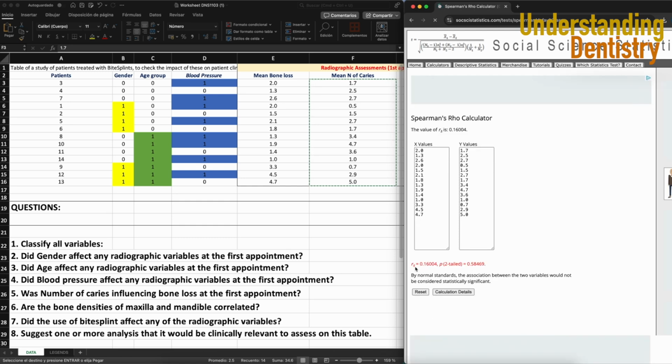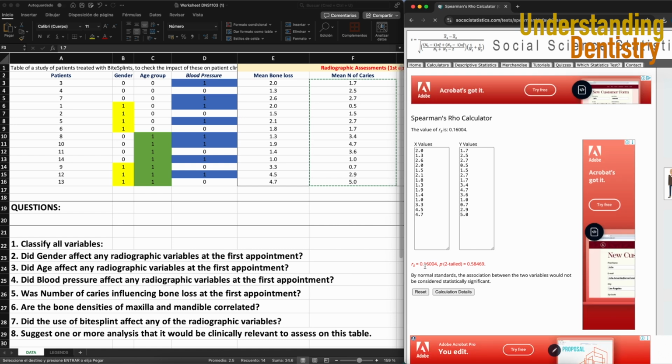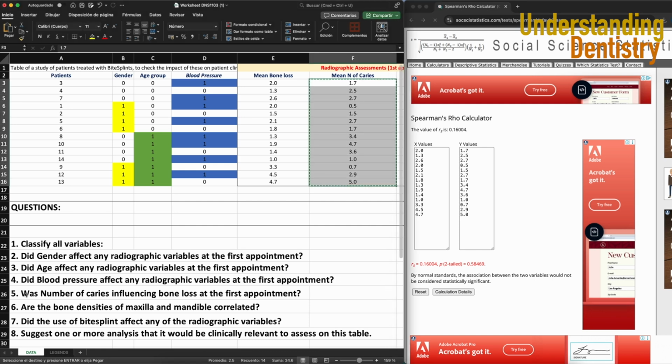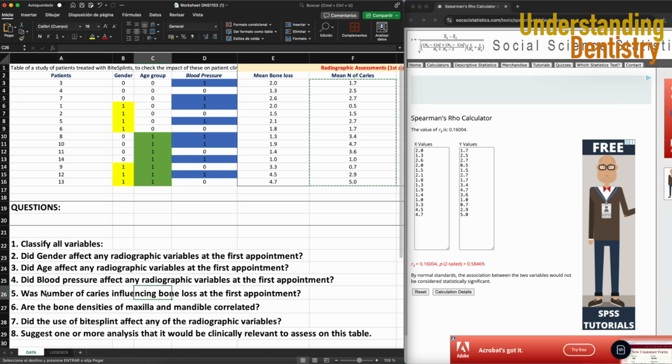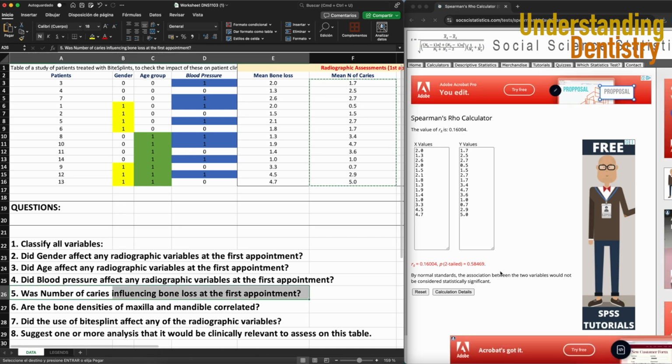And then we have the R being very weak here, all right? And then my p-value is not even significant. So this means that I have a weak and direct correlation, because it's far away from 1. Don't forget that R varies from 0 to 1. Go back to my video teaching the basics of biostats, if you don't remember that. And the p-value is greater than 0.05, which means that this correlation is not even significant. Okay, so question number 5, was number of caries influencing bone loss at the first appointment? No, absolutely not. You have your answer here. All right, that's the correct answer.